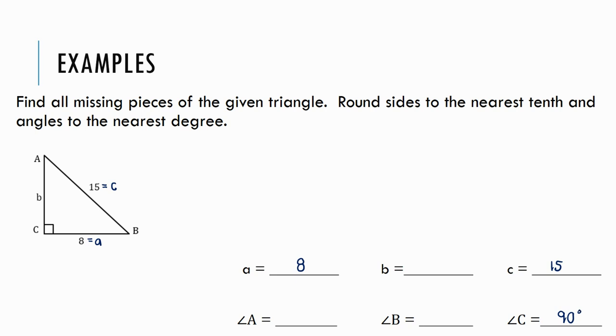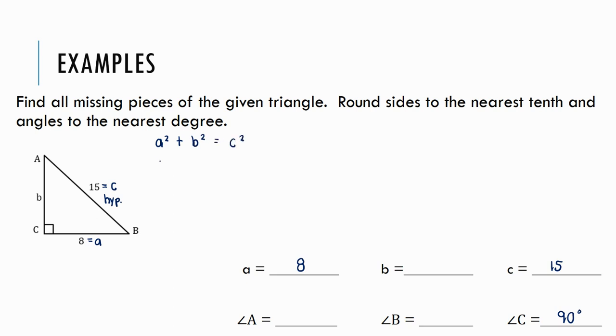Now, if you look at 8 and 15, I don't want you to think, oh, 17, because it's a triple. It would be a triple, but the 15 would have to be a leg. And right now, it's the hypotenuse, because remember, it's across from the right angle. So in order to find my missing side, we're going to have to do Pythagorean Theorem. So let's start there. Remember, Pythagorean Theorem is a squared plus b squared equals c squared.